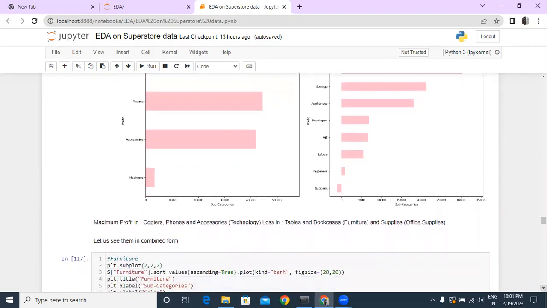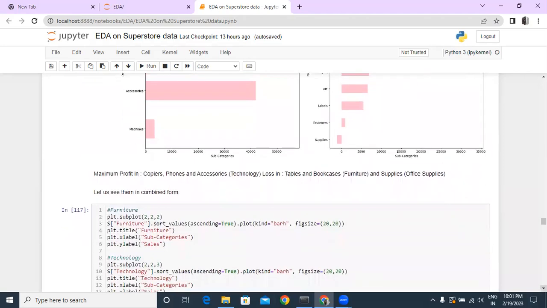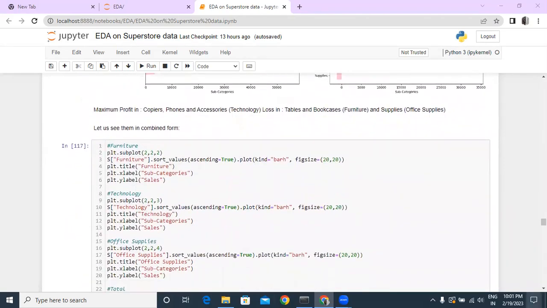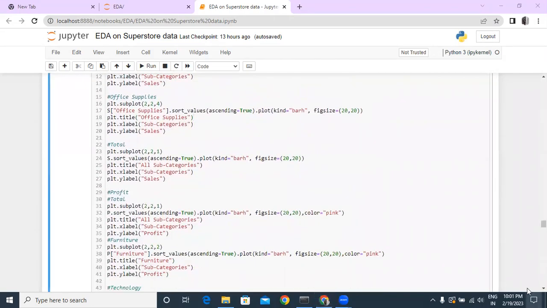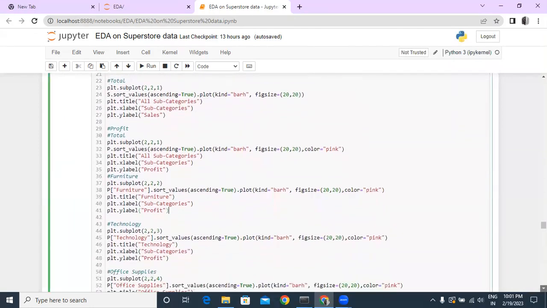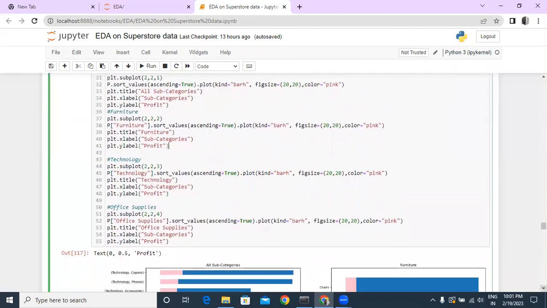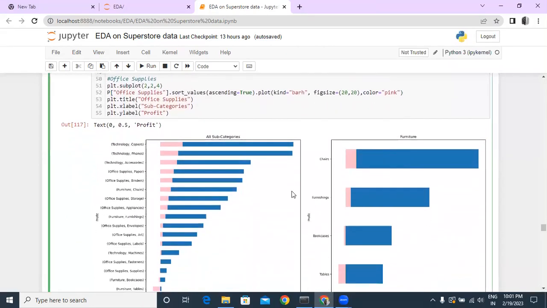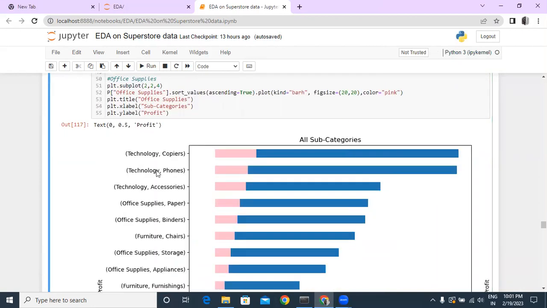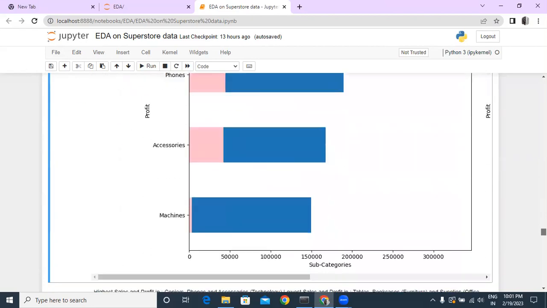So now we'll observe them in the combined form. So we have plotted for furniture, technology, office, and then total. This was for sales. Similarly for profit we are doing all the 3, including total, it would be 4: total, furniture, technology, office supplies. We have used the subplot, so all the plots would be together. So in all subcategories we can see the highest is for copiers, then phones and accessories. And let's move on.